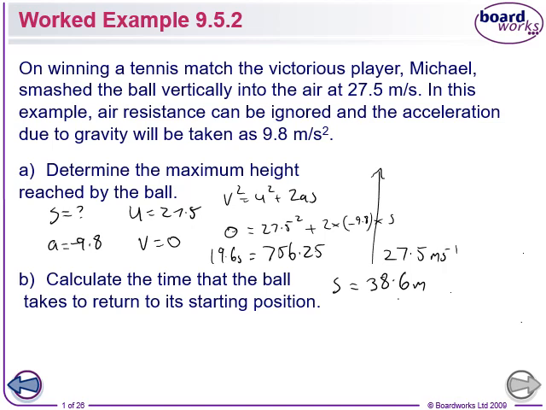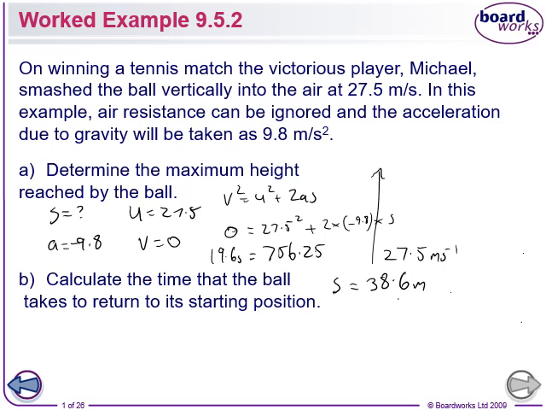Okay, so there's how we get our maximum height, and now to calculate the time that the ball takes to return to its starting position. Here is the other thing about projectile motion. If it goes up and reaches its maximum height and then goes back down to where it started, both of those journeys, both up and down, are exactly the same amount of time. Okay, you can assume that. Both of those journeys are mirror images of each other.